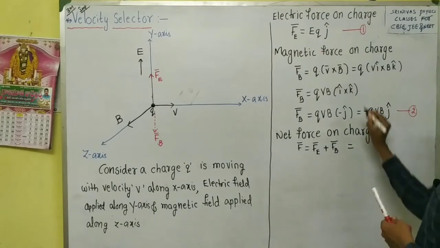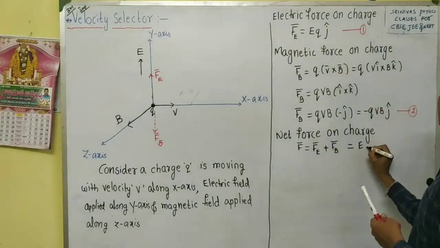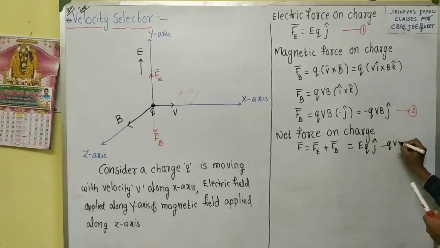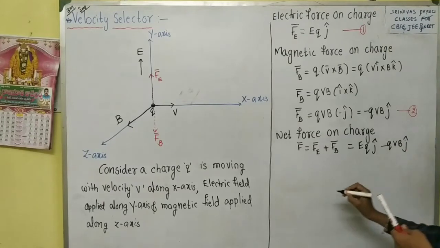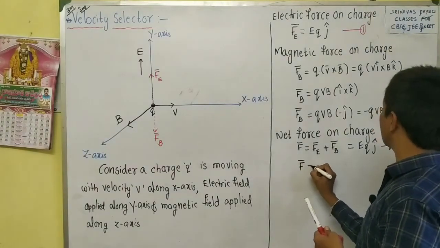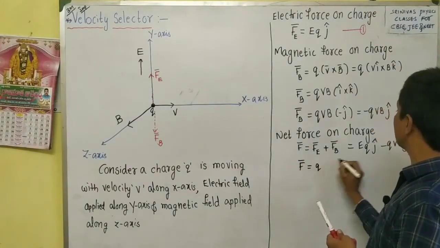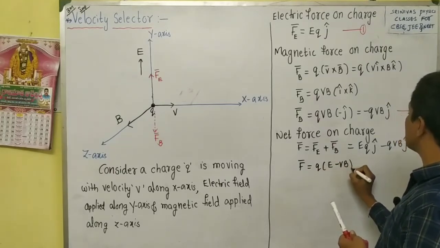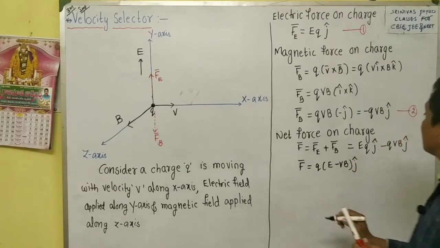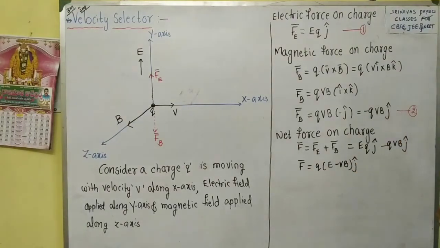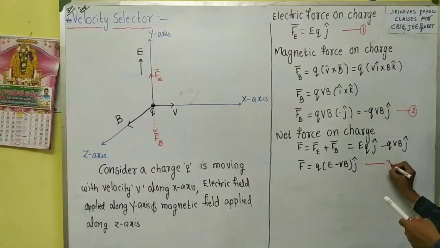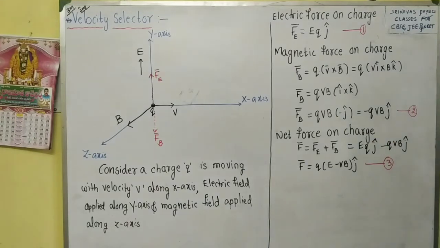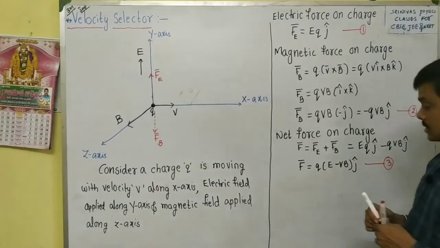Now the electric force is EQ J cap. The magnetic force is minus QVB J cap. Here Q is common, so we will get one equation. Q we can take common: Q into E minus VB J cap. This is the net force formula, equation 3. Just these two forces you have to add, then you will get the net force, just like the Lorentz force we discussed previously.